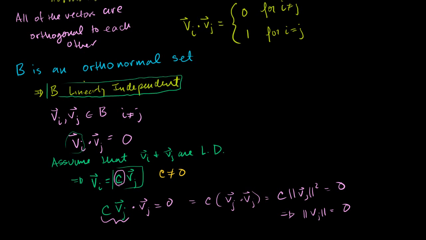Why does this have to be a non-zero multiple? Because these were both non-zero vectors. This is a non-zero vector, so this guy can't be 0. This guy has length 1. So if this is a non-zero vector, there's no way that I could just put a 0 here, because if I put a 0, then I would get a 0 vector. So C can't be 0. So if C isn't 0, then this guy right here has to be 0.